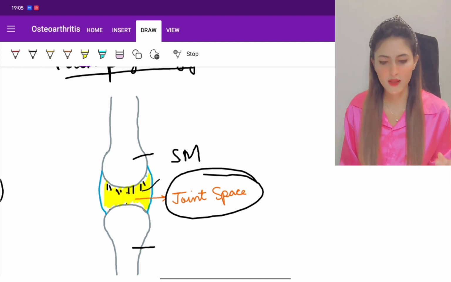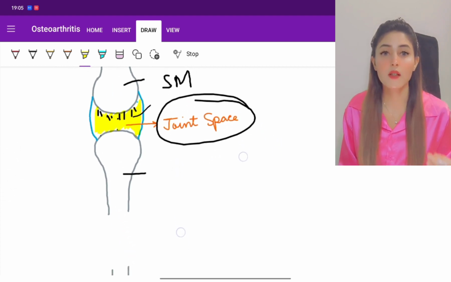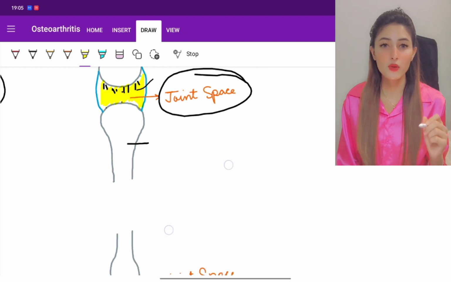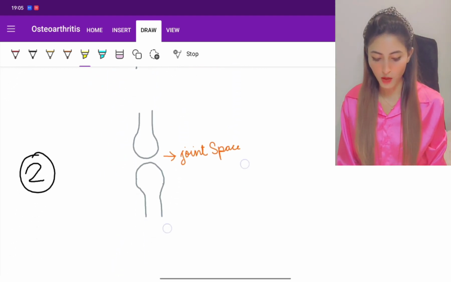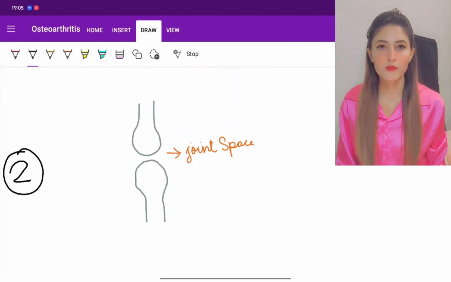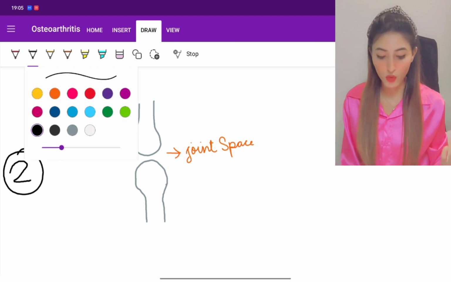Now let's just think that this is a normal bone. This is what actually occurs in normal bone. Now I want you to look at picture number 2. What do you see in picture number 2?